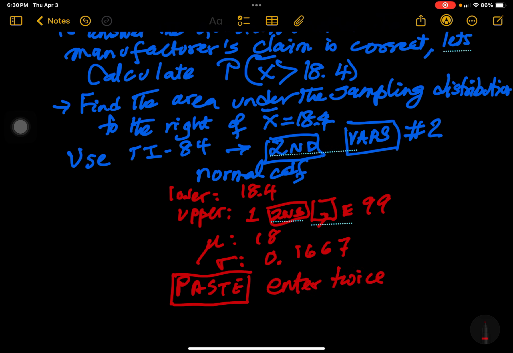Okay. So we are starting our calculation from 18.4. Our upper is a very large number on the right, which is 1. Then second button and comma button on top of the 7 button gives me the small case E, which stands for exponent. This is 1 followed by 99 zeros. Very large number.